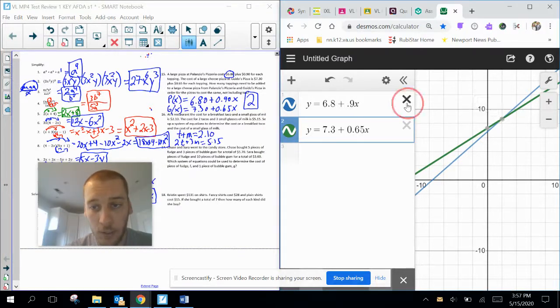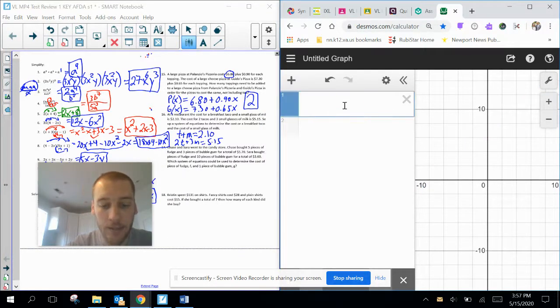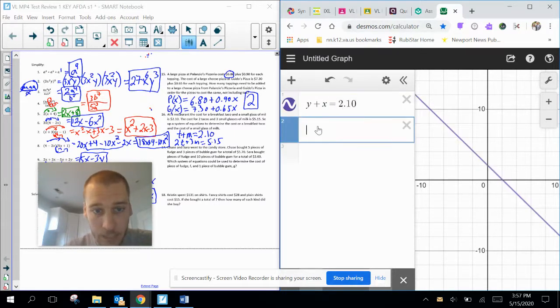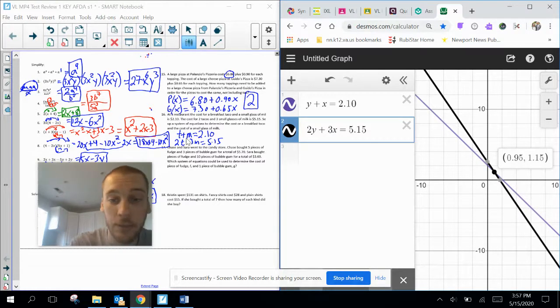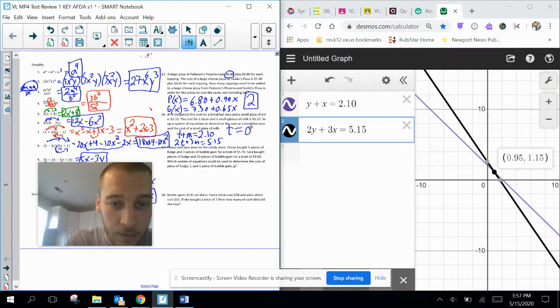So first equation, we've got X or Y, doesn't matter. So Y plus X equals 210. And the other one is 2Y plus 3X equals 515. Right, and wherever these things touch, it costs 95 cents for a taco, and it costs $1.15 for a glass of milk. So we've got a taco that's 95 cents.